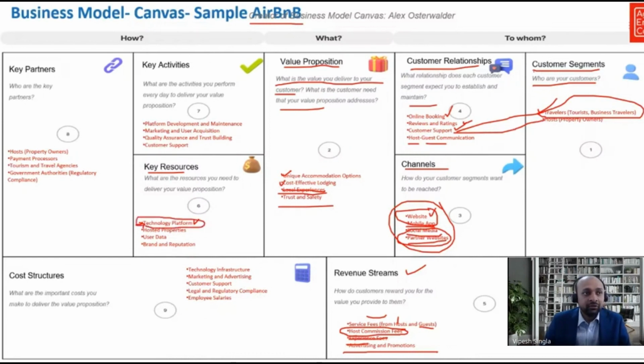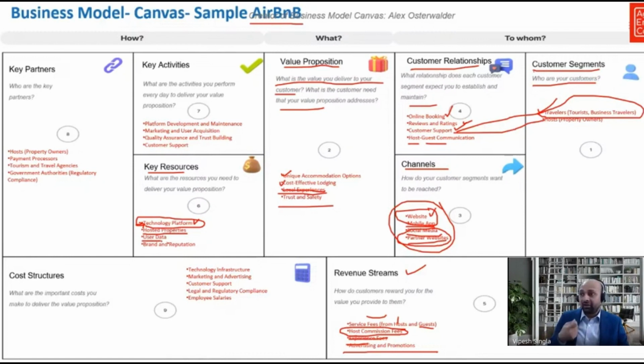Okay, then the second key resource they have is the hosted properties, basically the properties which are hosted by the host on their platform. Then the user data, like how the users are using their apps, which kind of rooms they are booking, what are the various areas which are hotspots for booking, how much rent the customer is ready to pay.